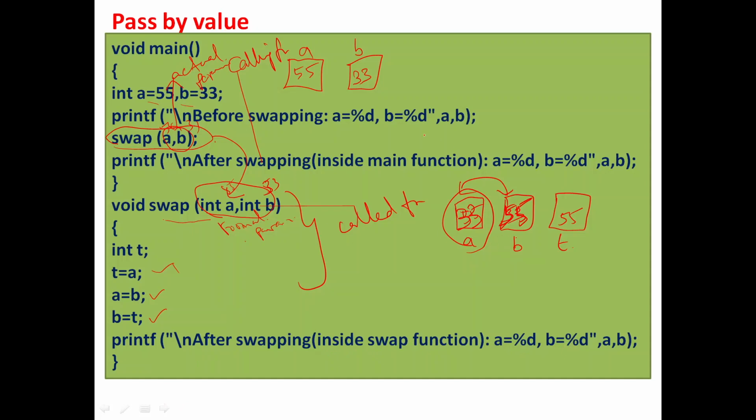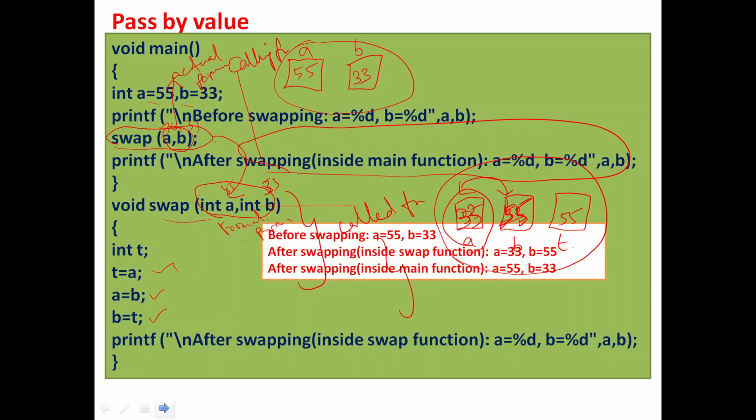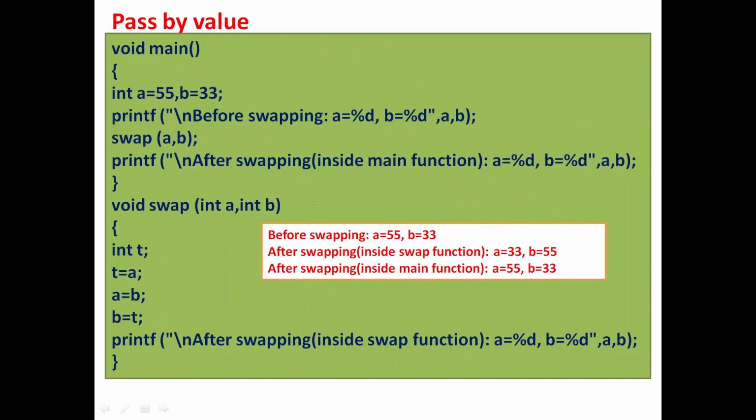Here you can note that these changes are only made in the formal parameters. We didn't do any modification to the actual parameters, so these modifications will not be reflected in the calling function. This is what happens when we pass the arguments by value. Before swapping, the values of a and b are 55 and 33. After swapping, they are 33 and 55 inside the swap function, but inside the main function, the calling function, there is no change.